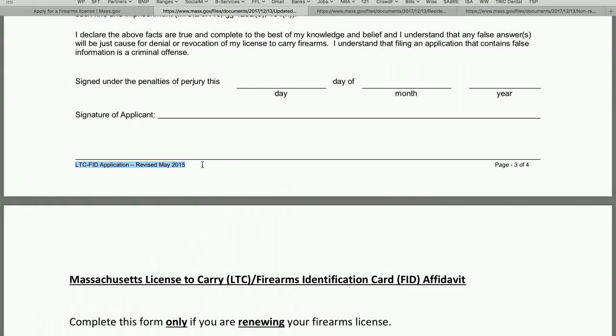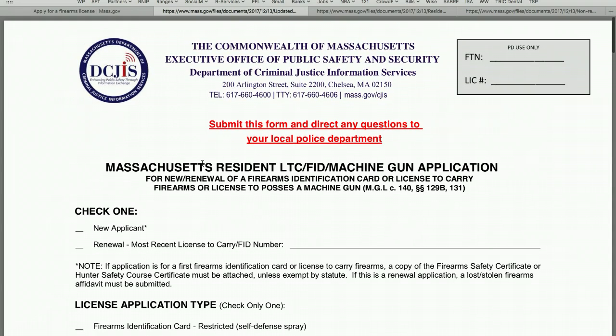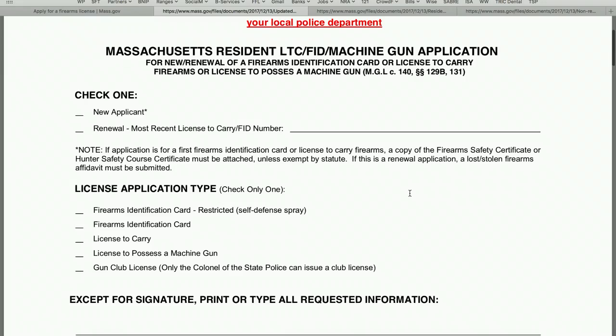So there was an older application a couple of years ago that is null and void. If you're still hanging around on one of those, it's not good. So this is the statewide application. It doesn't matter what city you live in. It's statewide, so everybody should be able to use that.